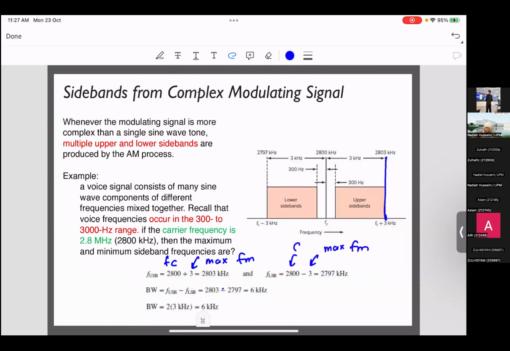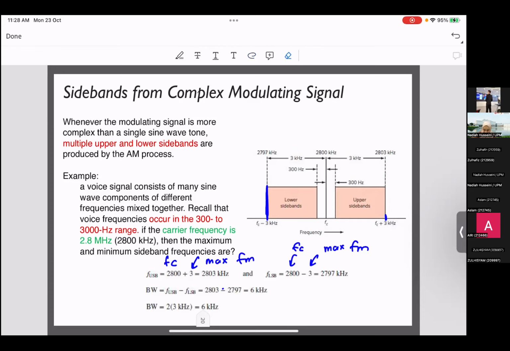And for our lowest sideband, this is our max FM and this is our FC. So FC minus maximum FM will give us the most minimum value for the lower sideband. 2,800 minus 3, you would get 2,797, and you would get it over here.